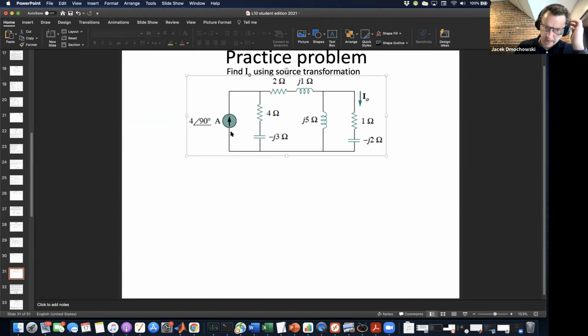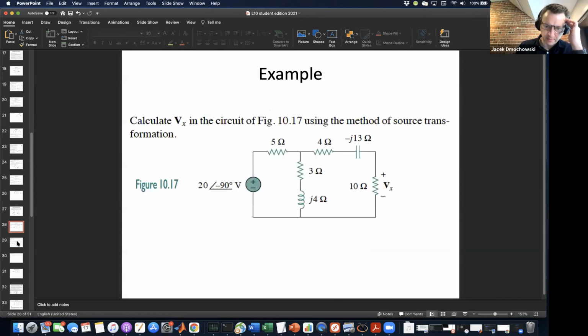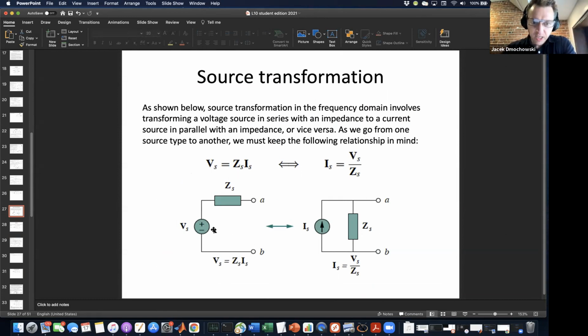Source transformation is, maybe I'll back up a few slides, swapping a voltage source in series with an impedance for a current source in parallel with that same impedance. As long as the voltage is equal to the impedance times the current, and the current is equal to the voltage divided by the impedance, you are perfectly able to do this. If you have, say, a 10 volt battery and a 10 ohm resistor, you can equivalently write that as a 1 amp current source in parallel with a 10 ohm resistor. So source transformation applies equally well to AC circuits as long as you have the circuit expressed in terms of phasors.